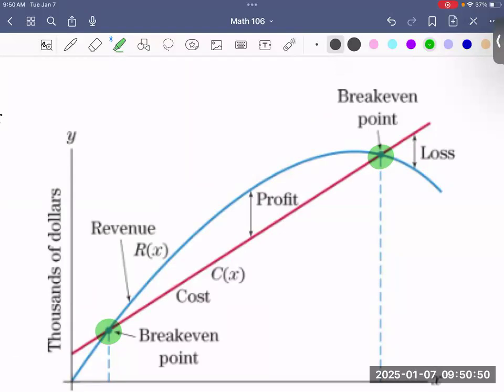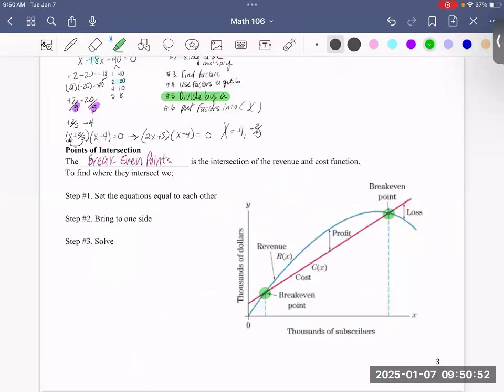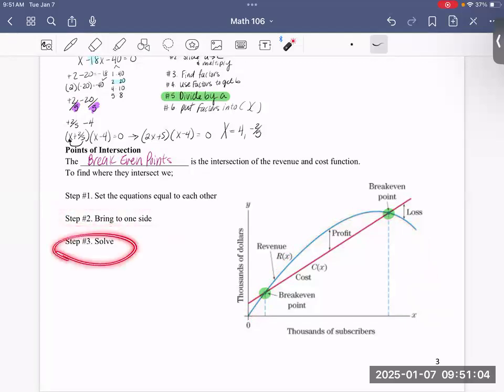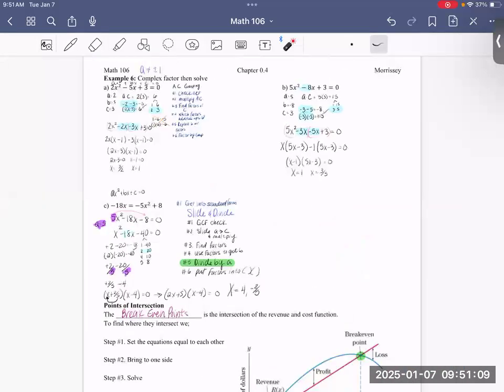You're break even. So step one, you're going to set the equations equal to one another because you have two equations. One of them looks like it's linear. The other one looks like it's some sort of quadratic. Step two, bring all terms to one side and solve. The reason why we want to get things to one side is notice that in all of these, it's equal to zero, equal to zero, equal to zero. That only happens when you bring all terms to one side and there's nothing left.